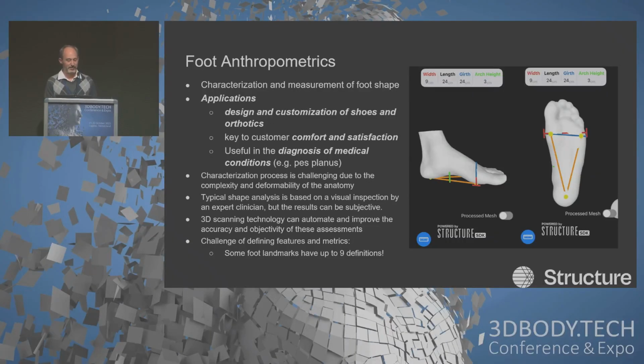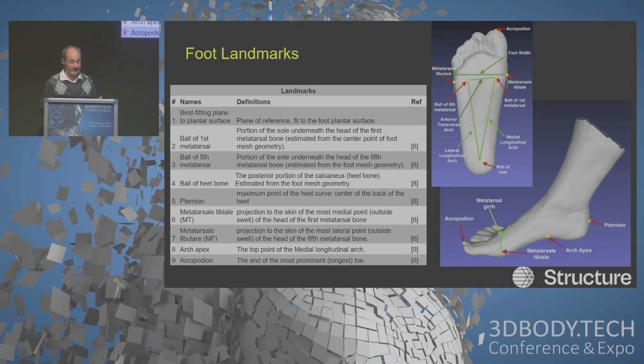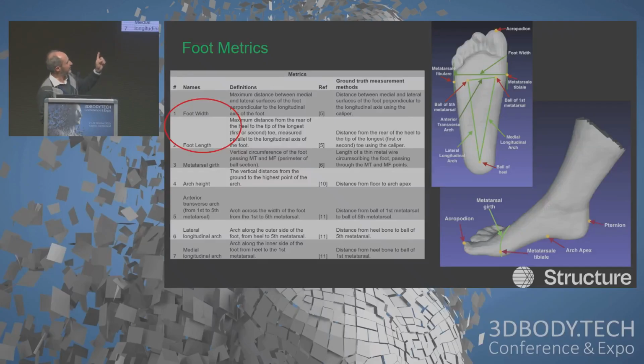What is foot anthropometrics? That's a characterization measurement of foot shape. So 3D scanning technology can automate and improve the accuracy and objectivity of the assessments. But the challenge remains in defining features and metrics. Define what are the landmarks we're measuring. So in this diagram here, the landmarks are shown in yellow. And for each one of those landmarks, as I mentioned, there are multiple definitions. We define in detail in the paper, and references are provided for each one of those definitions. Metrics are shown in green in the diagram.